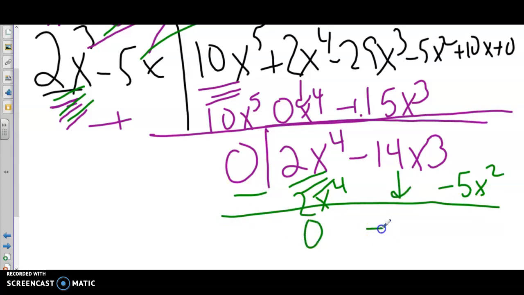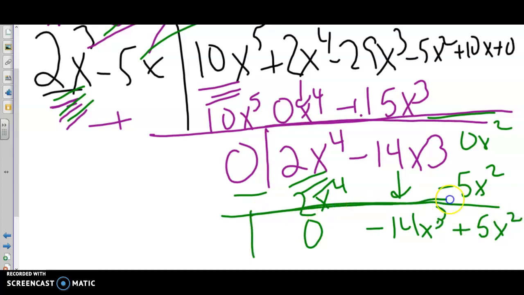This is going to give you negative 14x to the third. And we have negative 5x, so we have 0x squared here. So 0 squared minus negative 5x squared is going to be plus 5x squared. Okay, so now we repeat the process again if we can. So what do we do? We say, okay, now we have 2x to the third into negative 14x to the third. Yes, we can do it again.